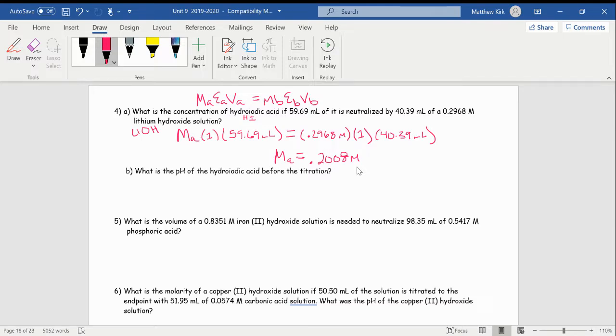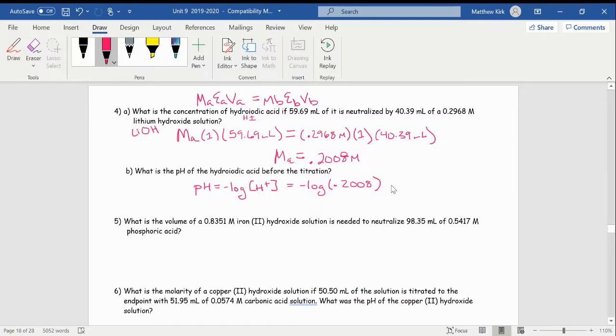pH, negative log of our H plus concentration. So remember, pH is found by taking the negative log of our acid concentration. Remember, brackets stand for concentration. So we calculated the molarity of that acid. So we take the negative log of 0.2008. Whenever we're doing pH or pOH, we should always double check: what is our formula? Is there a subscript that might double or triple that concentration? Not with HI. It's monoprotic, 1 H, so the concentration would just be the same.